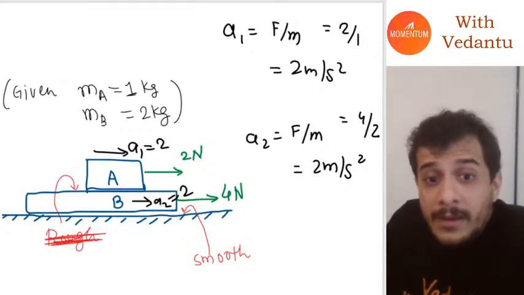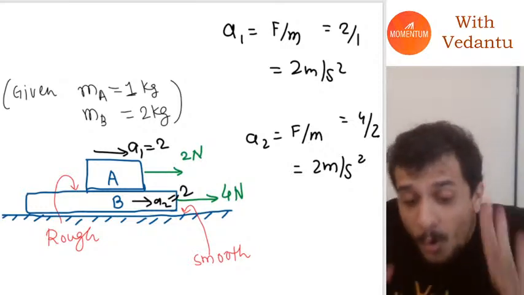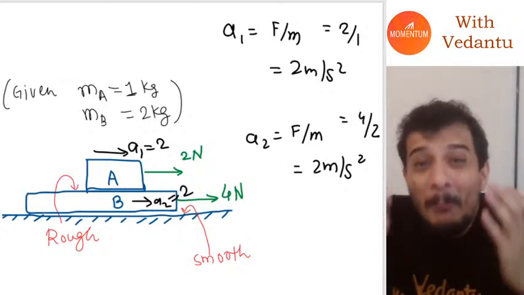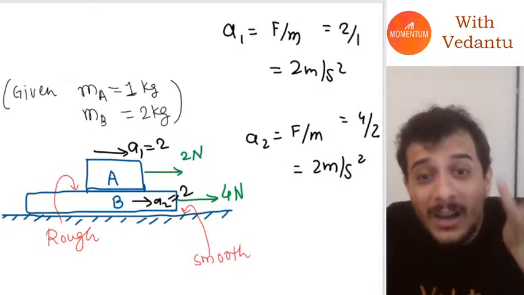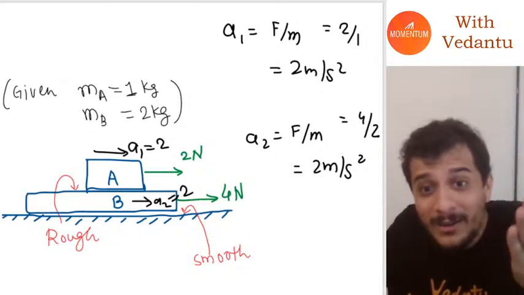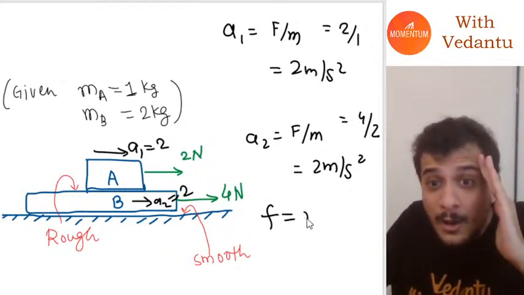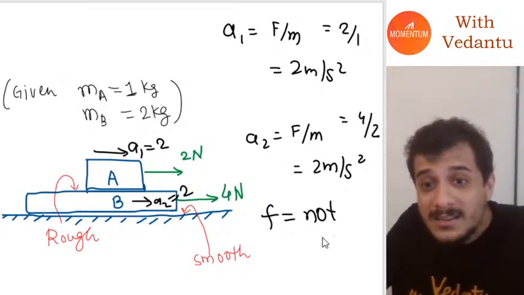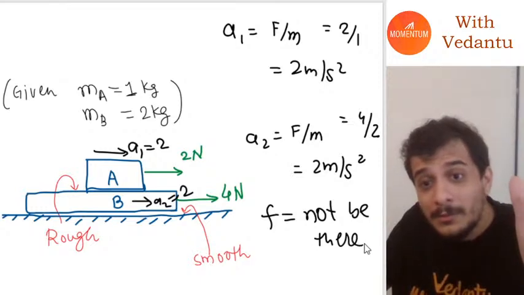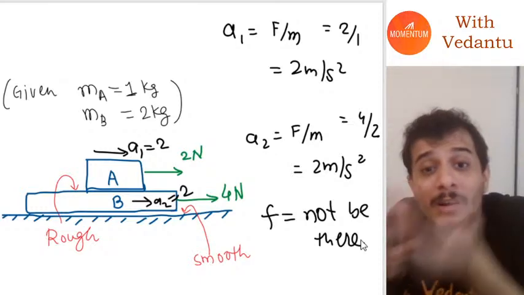Now, if we introduce friction, friction wants them to move together. But are they already moving together or not? Yes, they are, guys. They are already moving together. So in this case, friction will not be there. Friction is not necessary, because the only thing friction wants is for these bodies to move together, and they are already moving together.